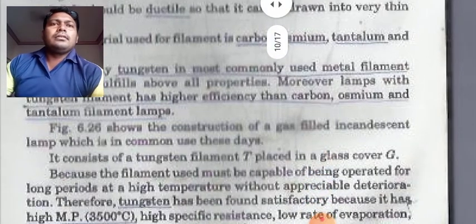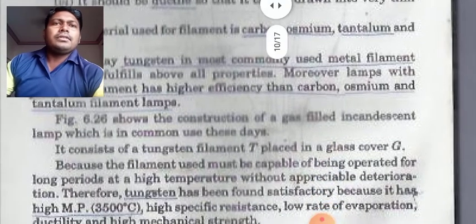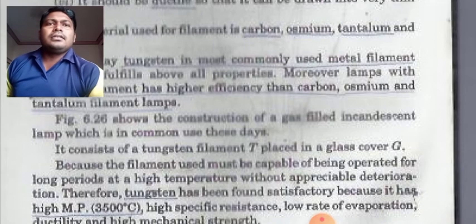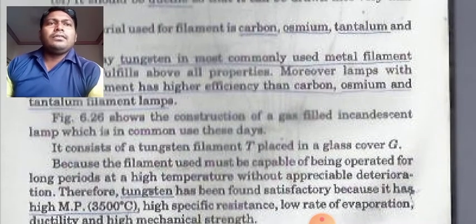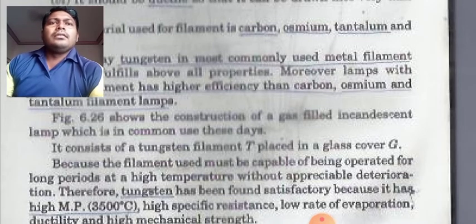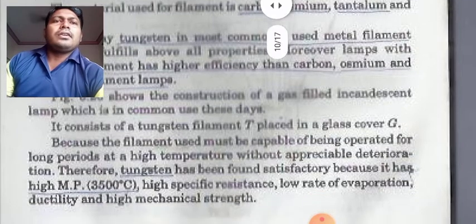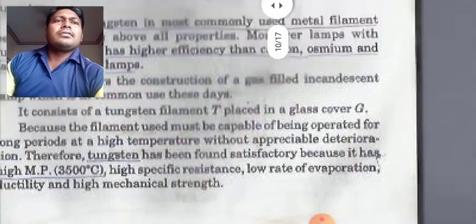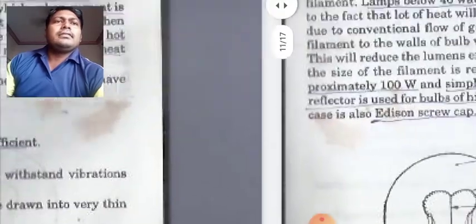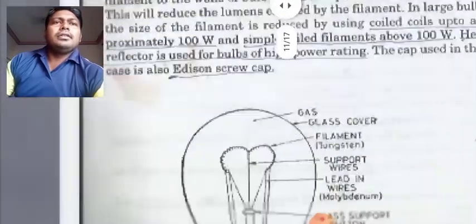Now there is a figure, I will show you the figure. We will go through the theory first. It shows a construction of a gas filled incandescent lamp, which is in common use these days. It consists of a tungsten filament T placed in a glass cover. I will just show you the figure first, then I will go through the theory.